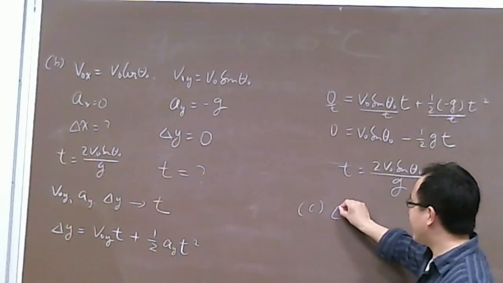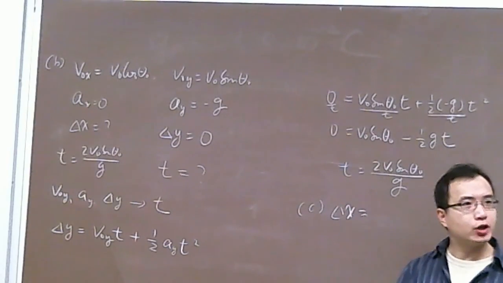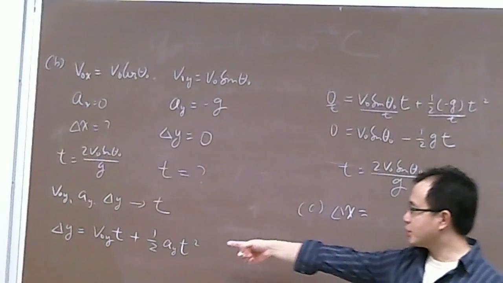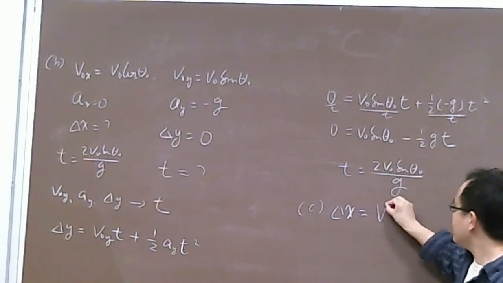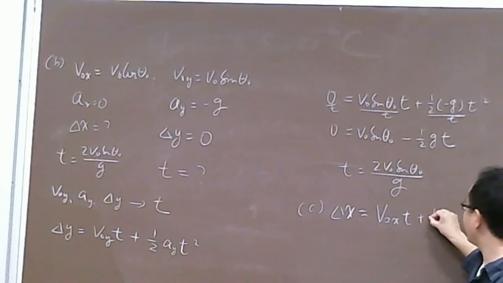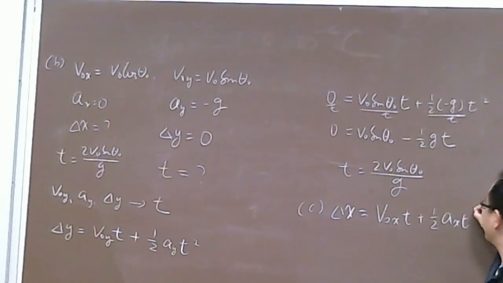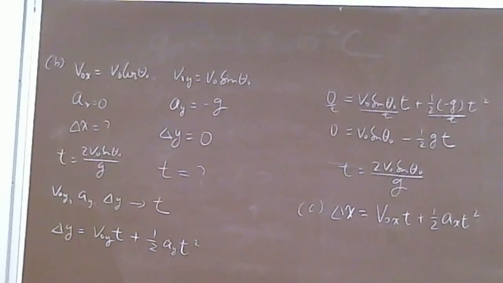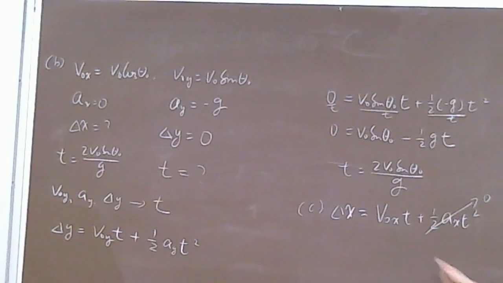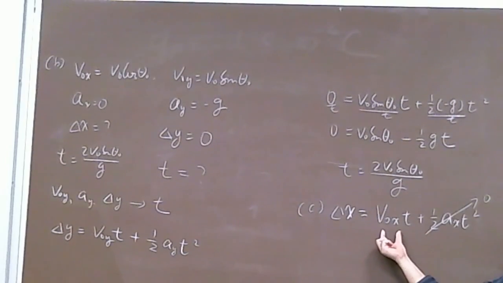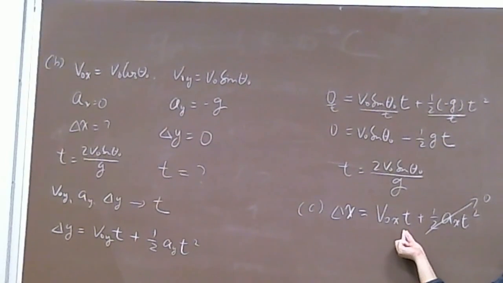So for delta x, the standard equation, you can use this one: V naught x t plus 1 half ax t squared. And ax equals 0, so the whole term goes away. So delta x equals v naught x t, that's reasonable. Horizontally, you don't have acceleration, so it's a constant velocity motion. So the distance is simply the velocity multiplied by the time.